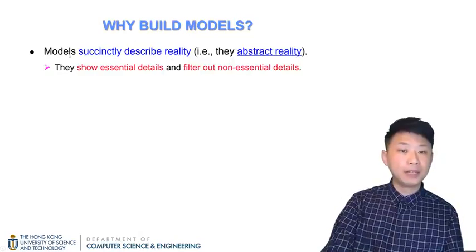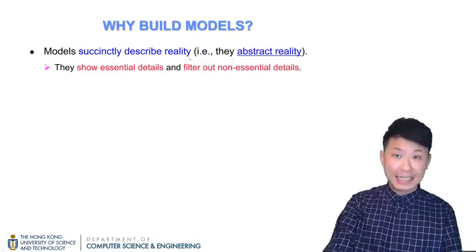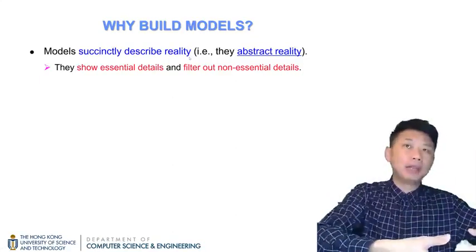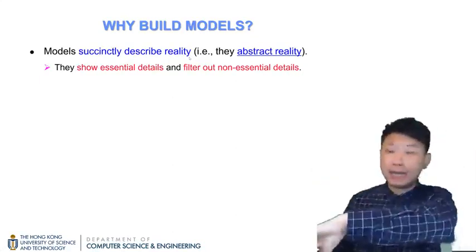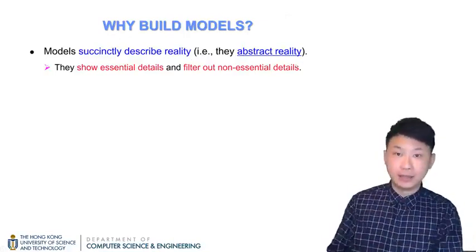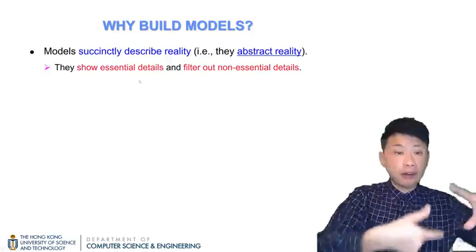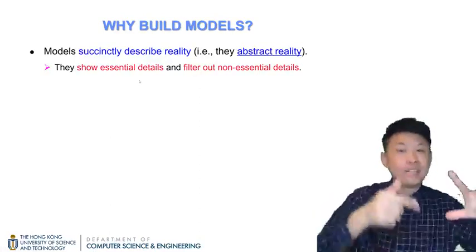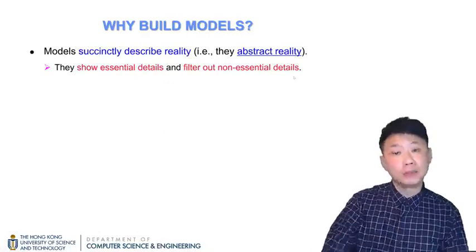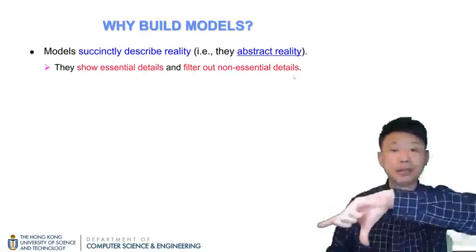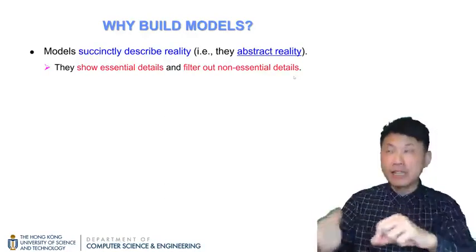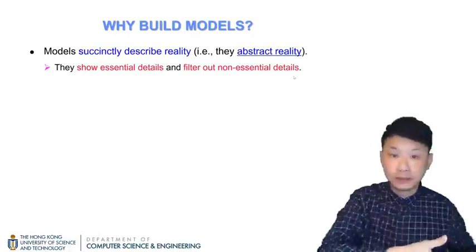So the models that we build are going to describe reality. For example, the model of the airplane is going to describe the actual airplane. But here we are talking about abstraction. We try to skip details. Within the model of the plane, we show the essential details that we need for communication, and we filter out the non-essential details. Just because the airplane itself is very complicated, we skip some of the complicated things within the airplane in the model.